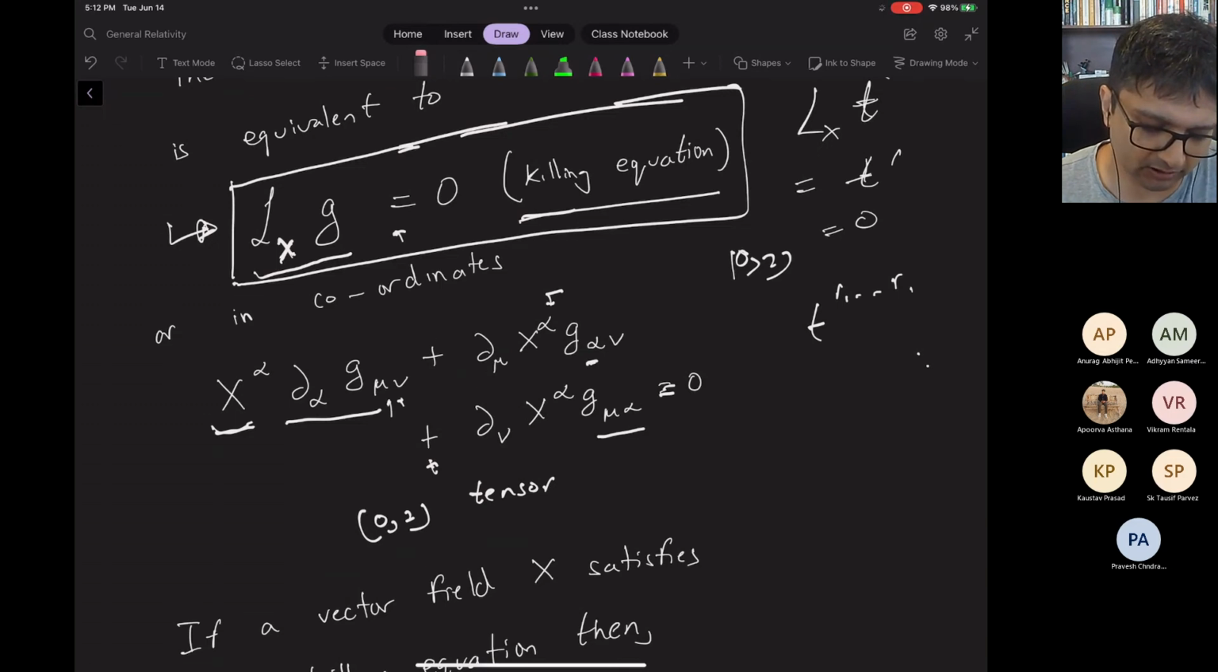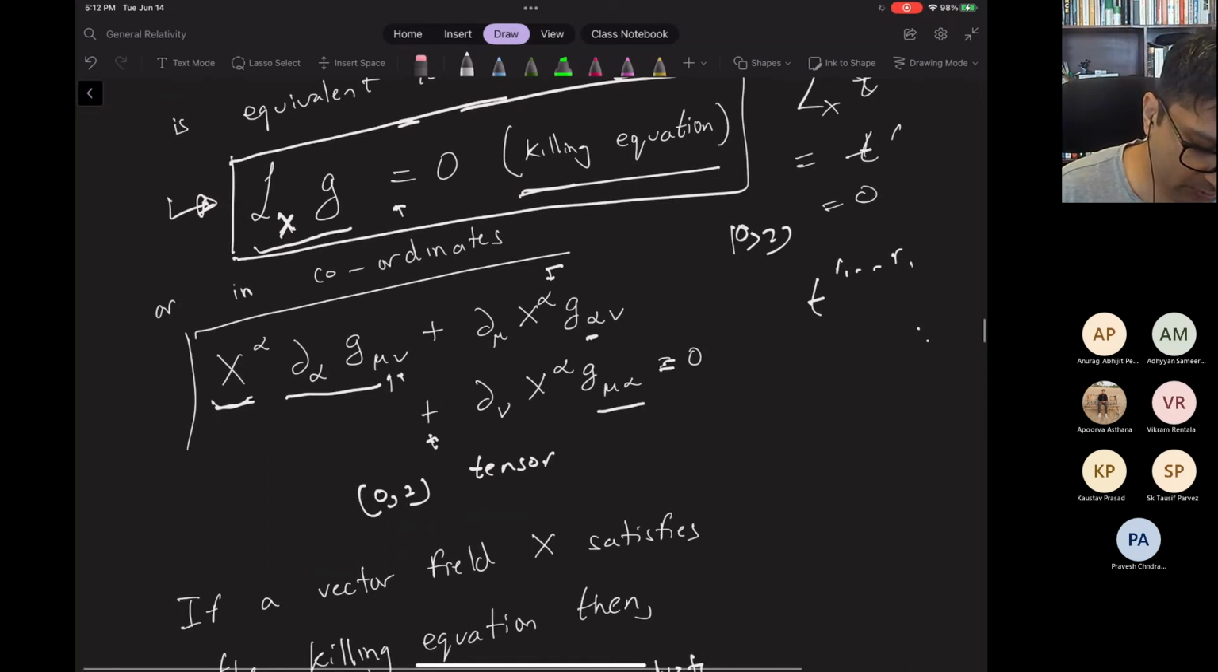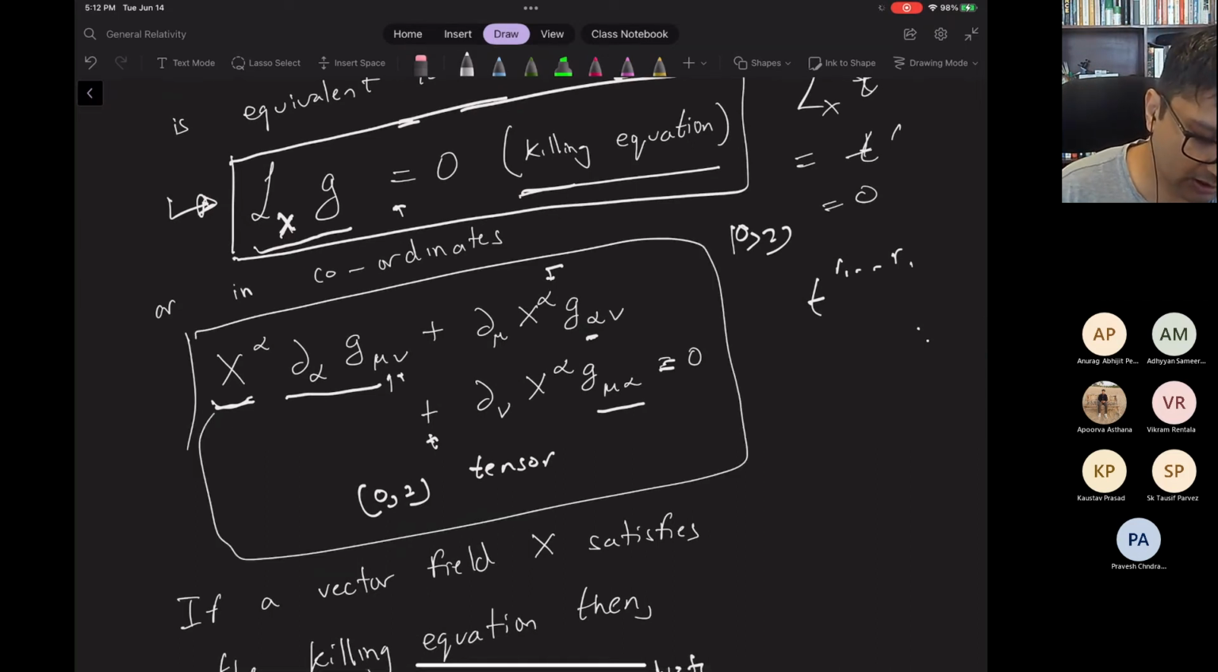The index that you pull out will be on X rather than on the derivative. All right. Anyway, so this is the Killing equation. This is basically just this equation expressed in a particular coordinate basis.